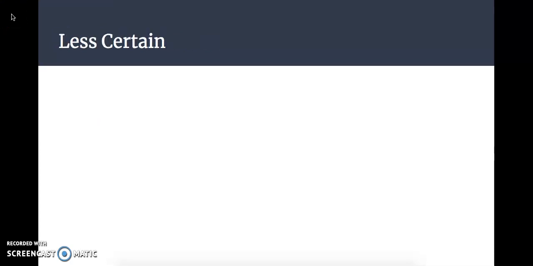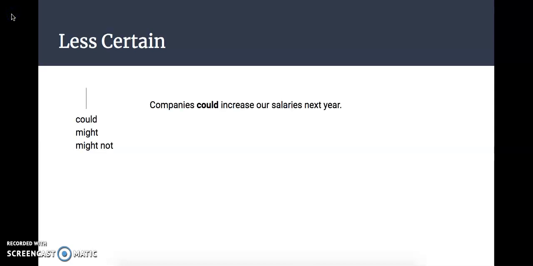Okay, the last one. Let's have a look at some modal verbs to express when we are less certain. Companies could increase our salaries next year. So in this sentence, we're expressing that there is a possibility that salaries may increase next year.